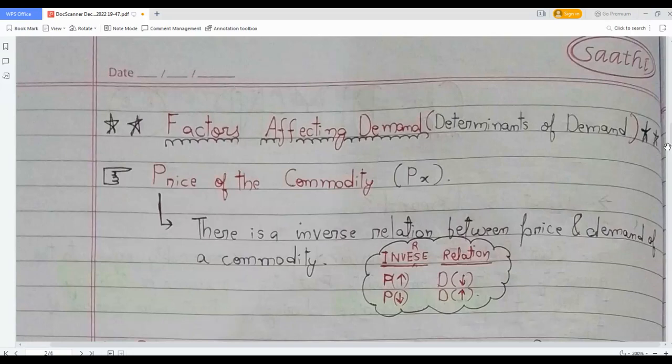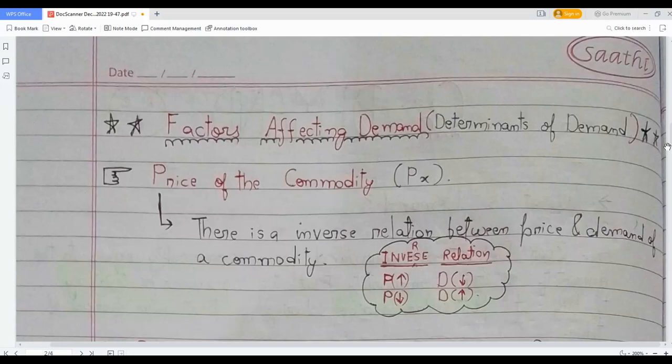It's a fact that there is an inverse relation between the price of a commodity and the demand of that commodity. That is, if price increases, the demand of that commodity decreases, and if the price of that commodity decreases, the demand of that commodity increases. Let's take an example.